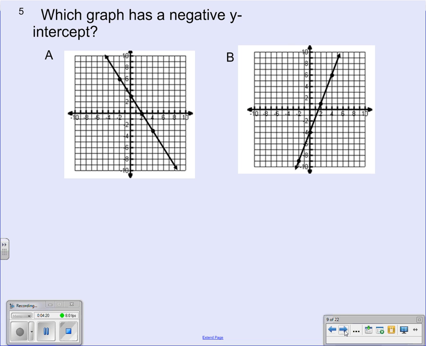Which graph has a negative y-intercept? We're looking for the y-intercept, so we're looking for where it crosses the y-axis, and I'm looking for where it crosses the y-axis being negative. So if I start at my origin and go up my y-axis to my point, I had to go up, so this is a positive y-intercept. It's actually at positive 3. If I look at the second one, start at the origin, go down till I meet my line. This one I went down, so that's a negative y-intercept, and the y-intercept's at negative 4. So B has the negative y-intercept.